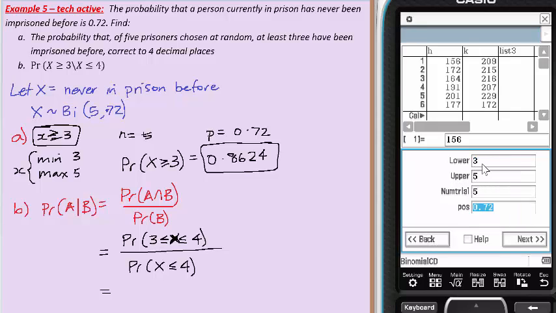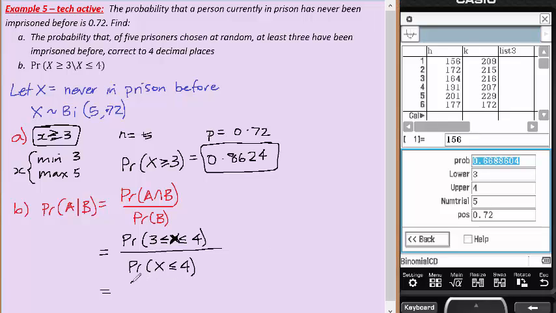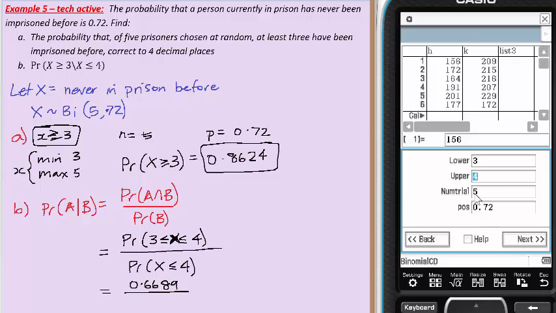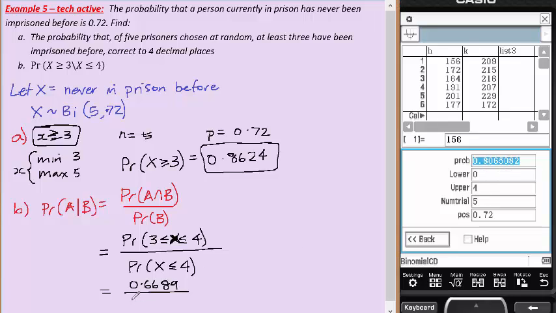If I jump back one, for between 3 and 4, my lower will be 3, my upper will be 4. Same deal, and I get 0.6689. For the probability that x is less than or equal to 4, I can just reset that lower level down to 0 and find out, and that says my probability of that is 0.8065.